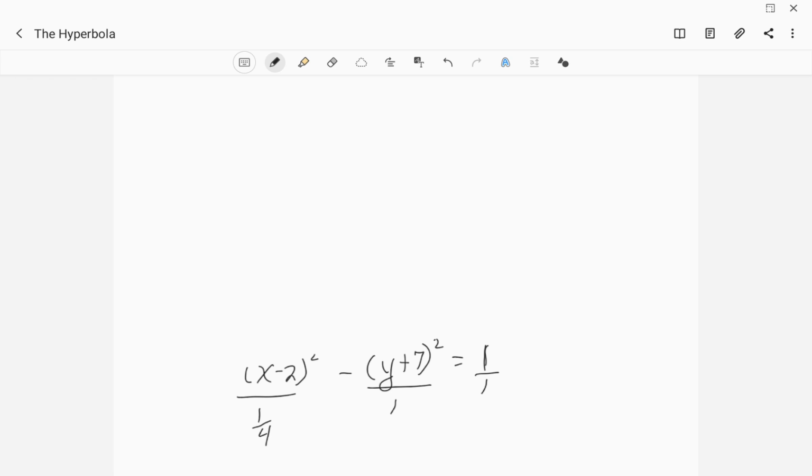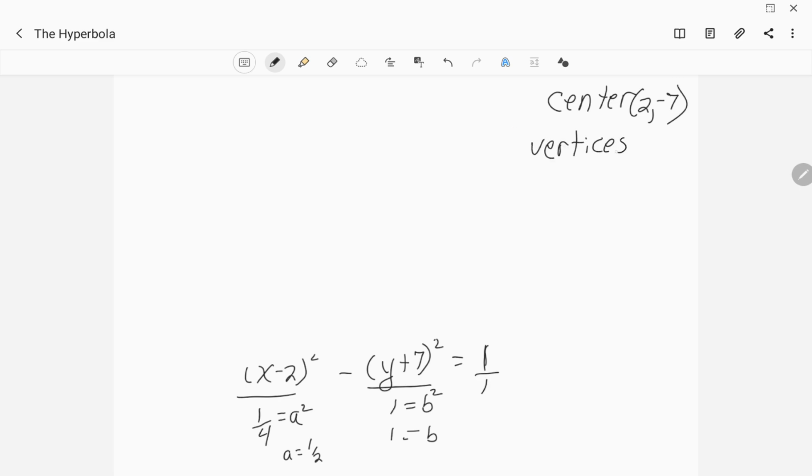All right, so whatever is first, doesn't matter whether it's bigger or smaller, whatever the first denominator is, that is my a squared. Whatever my second denominator is, that is my b squared. So my a is a half, and my b is 1. So my center is h and k, so that is 2 and negative 7. That is my center.